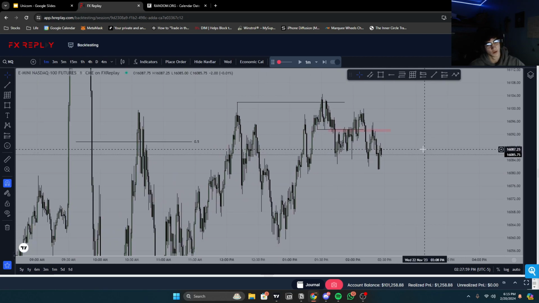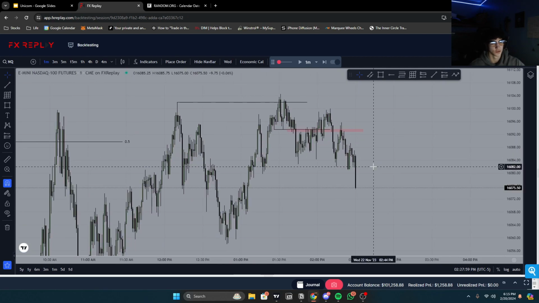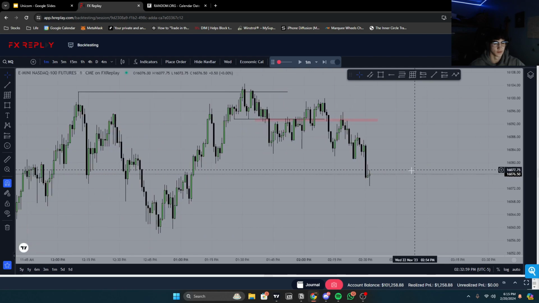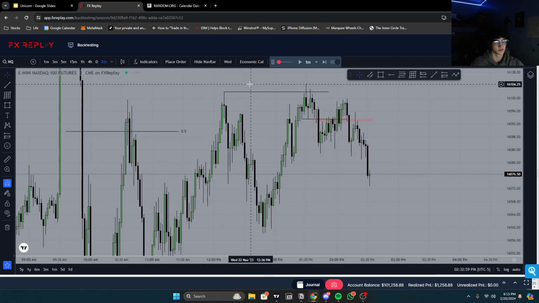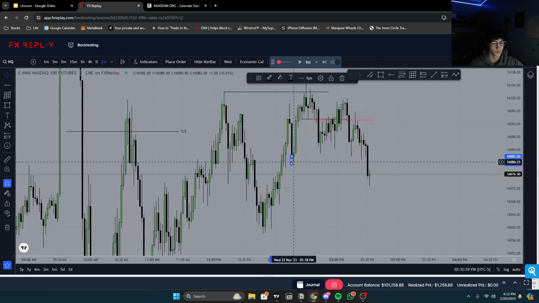We need, what was it? Better shift in market structure and displacement like this. This probably would have been way better if I would have saw that. And is this a breaker? I don't know. I'm not experiencing this. I don't know what I'm doing.